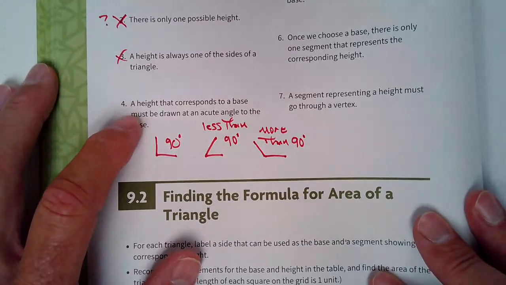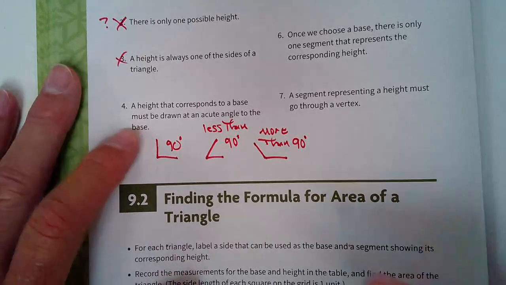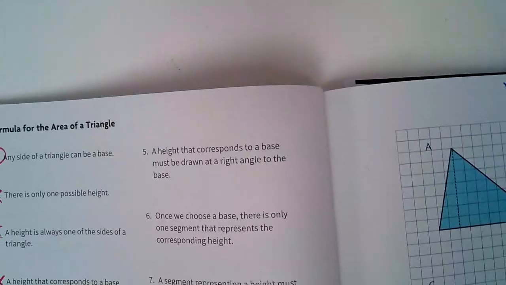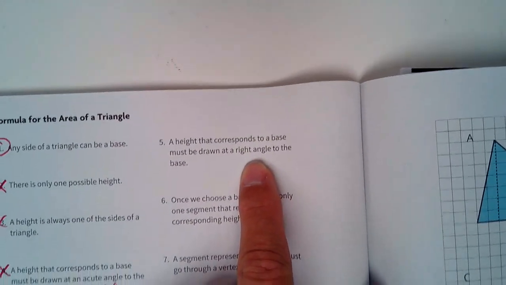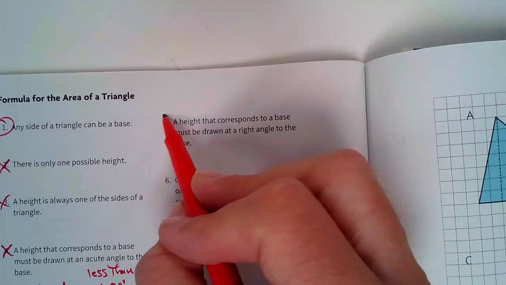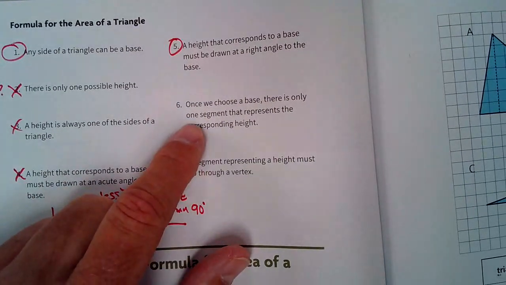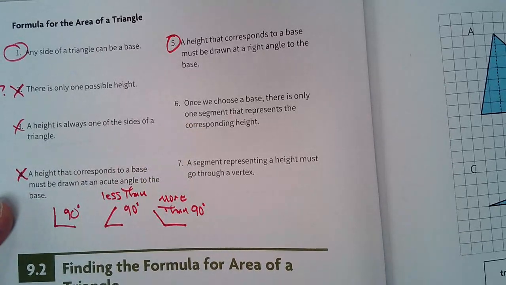All right. So number 4 here, a height that corresponds to a base must be drawn at an acute angle. So put an X through that. Number 5 here, a height that corresponds to a base must be drawn at a right angle to the base. Circle that, baby. That's true. Number 6, once we choose a base, there is only one segment that represents the corresponding height. Yes, that's true. Really?